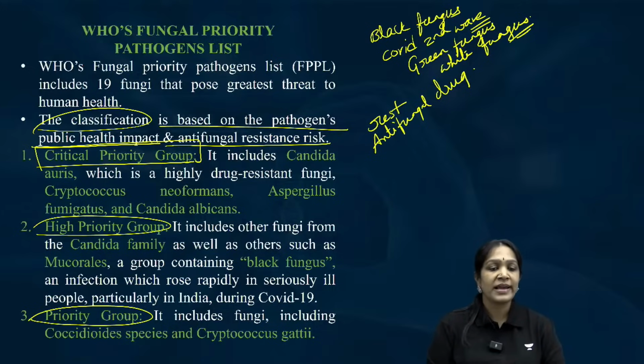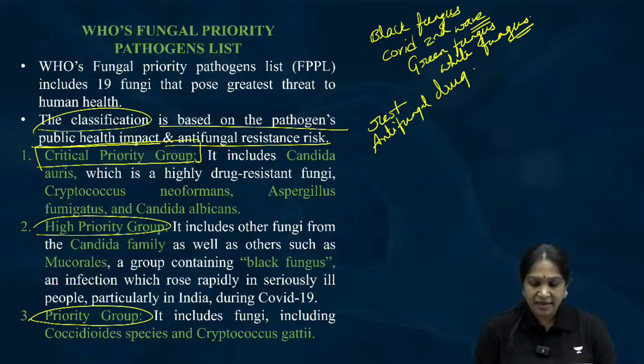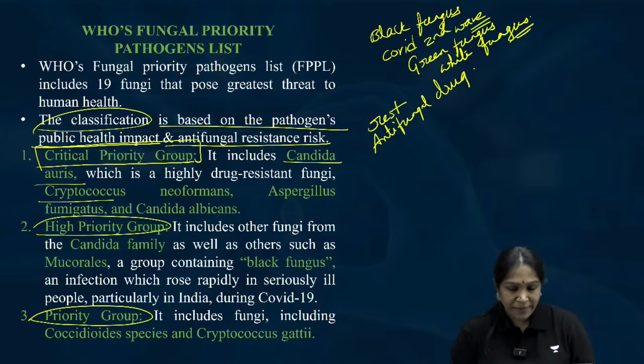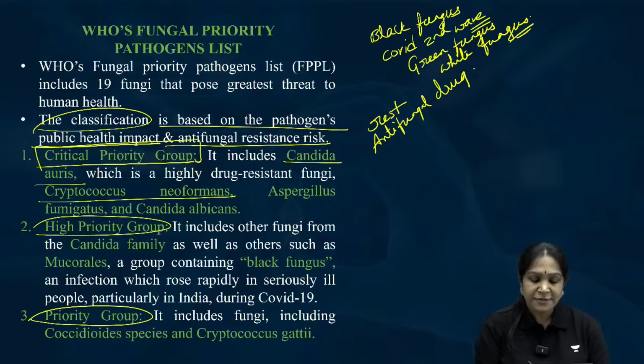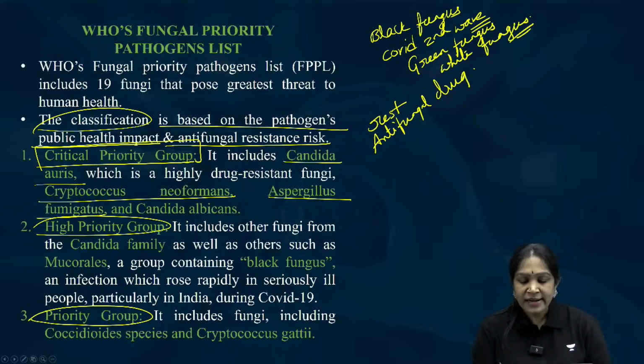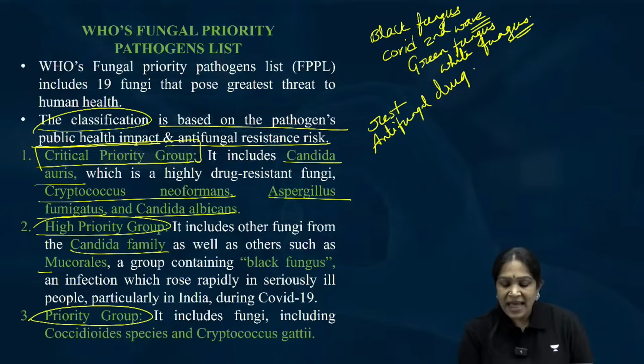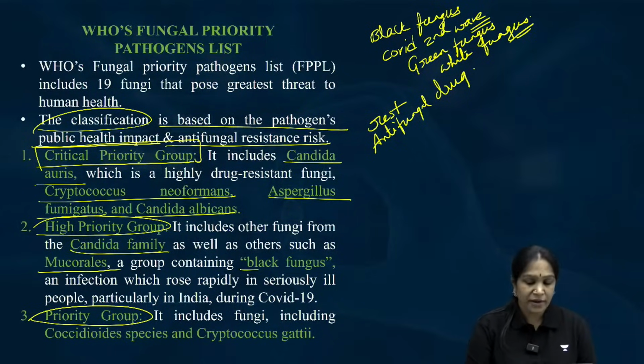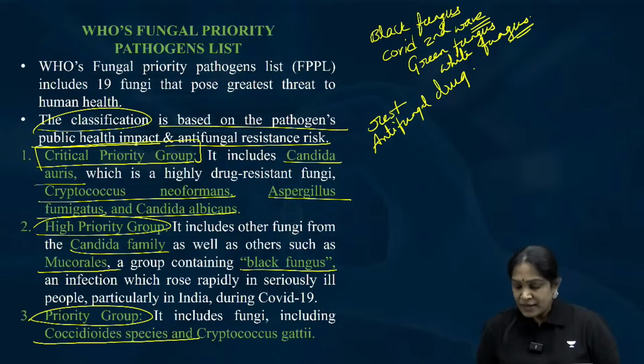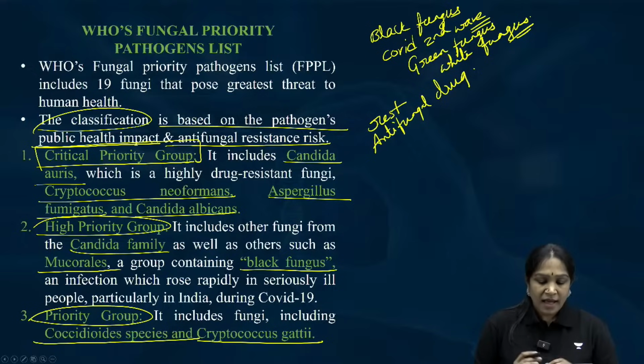So WHO released this particular classification and the examples are given here. Candida auris, Cryptococcus neoformans, Aspergillus fumigatus, Candida albicans are critical priority. Candida family, Mucorales, black fungus are the high priority. Coccidioides, Cryptococcus gattii are the priority group.